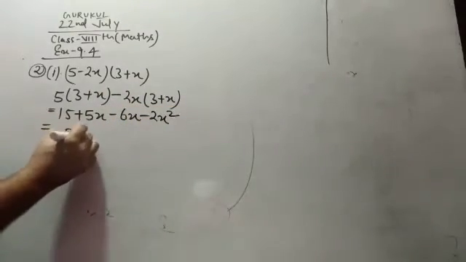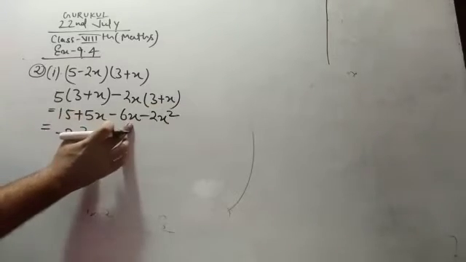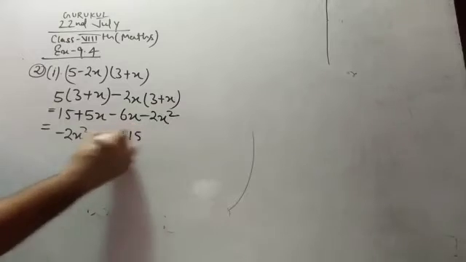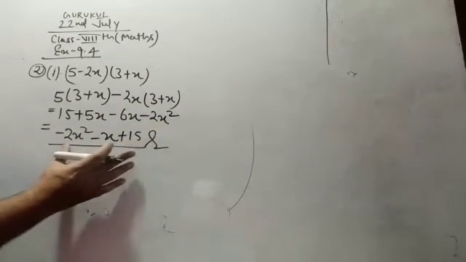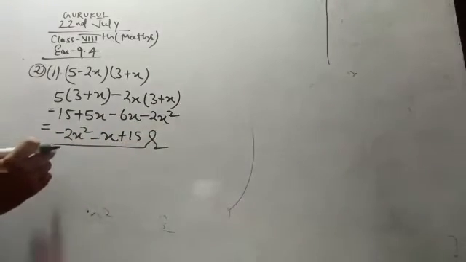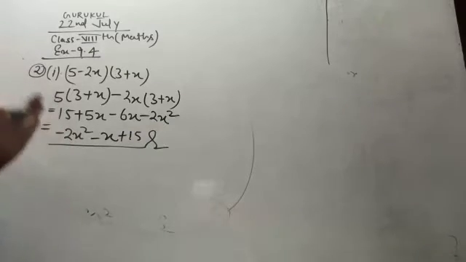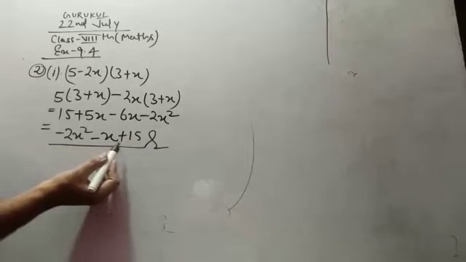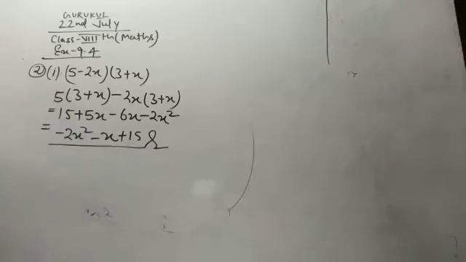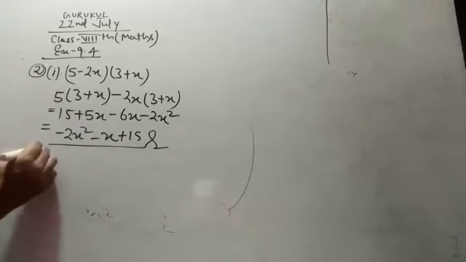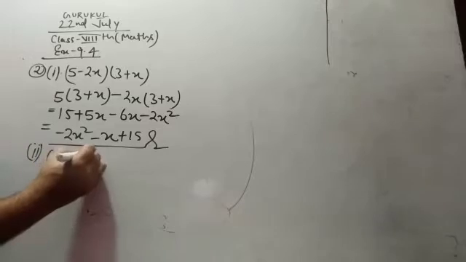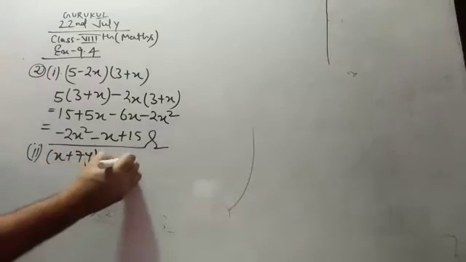Now minus 2x square is there, one term. 5x minus 6x, this will be minus x, plus 15. That's the answer. Remember one thing, whenever we write the answer, we write in the decreasing order of power. Firstly we have written power 2, then power 1, then no power, meaning 0 power. Power is also known as degree of polynomial, I have told you before. So (x plus 7y)(7x minus y).